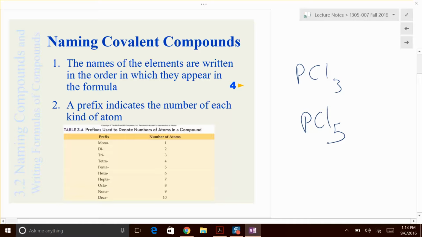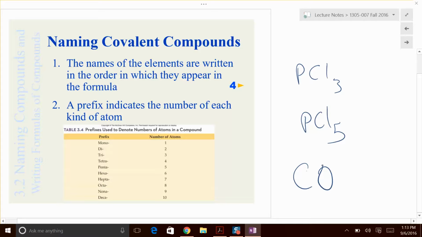So we use these to do it like this. I would name those two differently because there's different amounts in each one. Phosphorus trichloride, phosphorus pentachloride. You notice how I didn't say monophosphorus? I don't say monophosphorus if it's the first element. Now, if it's the second element, I do say mono.